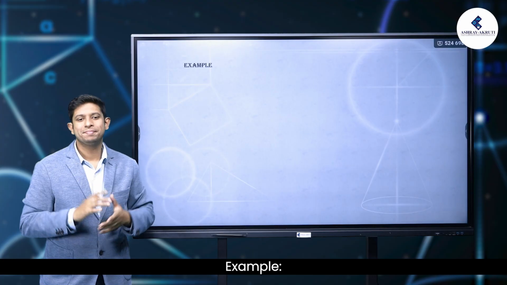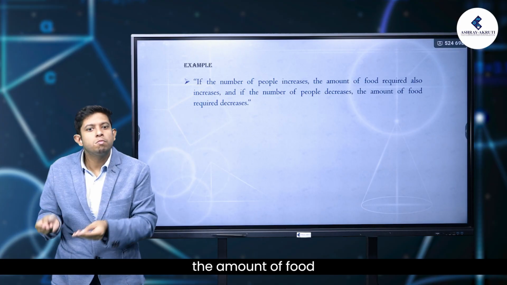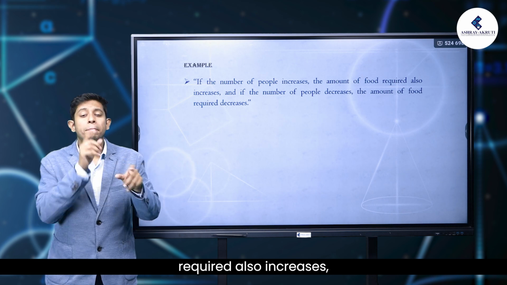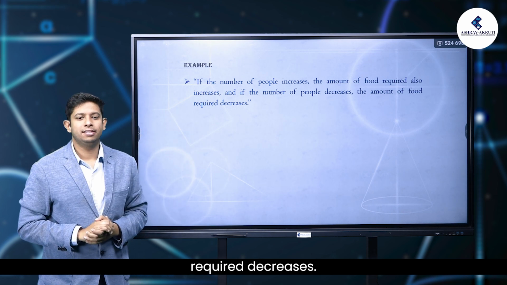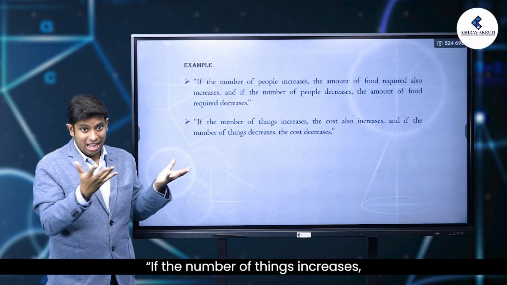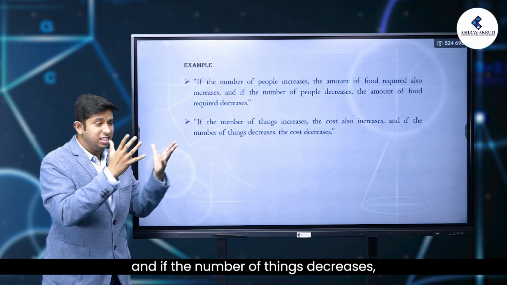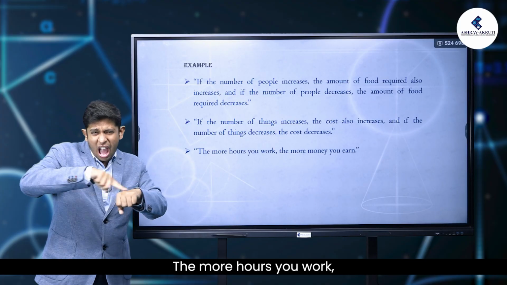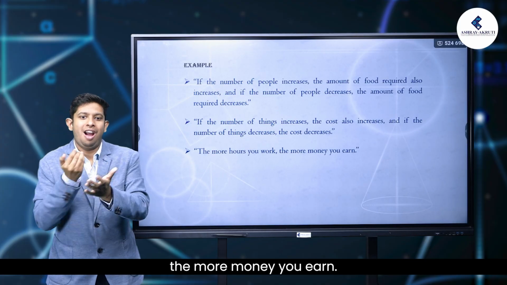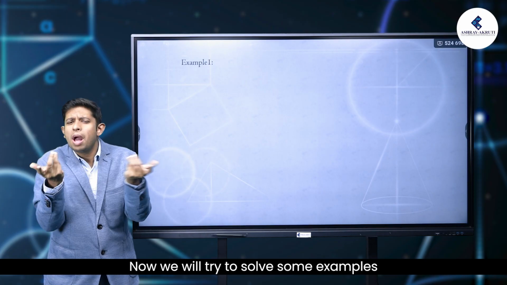Example: if the number of people increases, the amount of food required also increases. And if the number of people decreases, the amount of food required decreases. If the number of things increases, the cost also increases. And if the number of things decreases, the cost decreases. The more hours you work, the more money you earn. Now we will try to solve some examples.